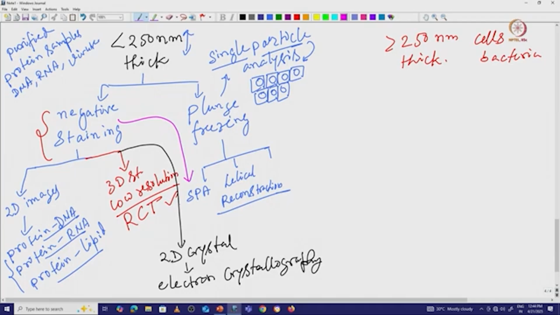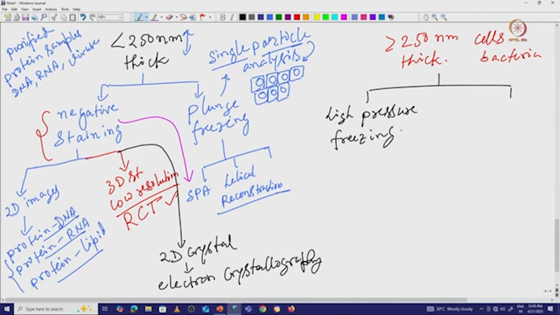What about the next one, when you have a thick sample, how will we deal with it? Let us take a look at a thick sample. A thick sample we can split into two halves, mostly high pressure freezing.